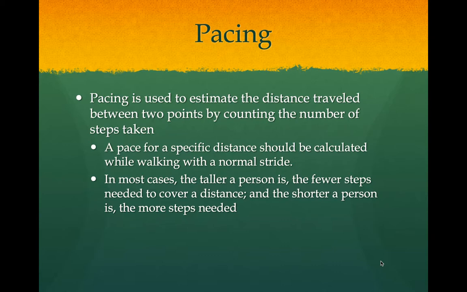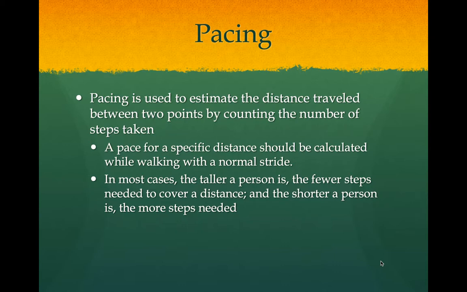So pacing is just used to estimate how much distance there is in between two points, and it's going to be different for everybody because everybody has a different pace at which they walk. So your stride length is going to be different. You want to do it while you're actually walking at a normal stride, not taking giant steps or little bitty steps. And this is for measuring trees as well.